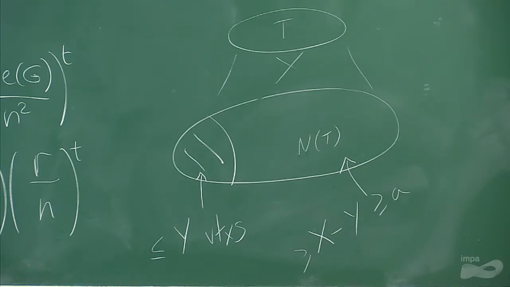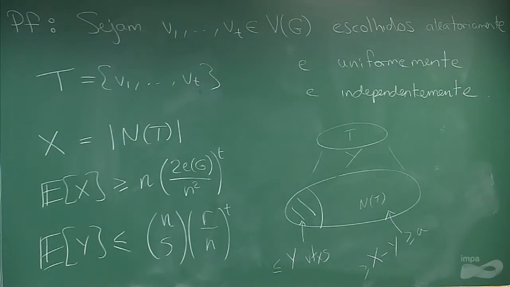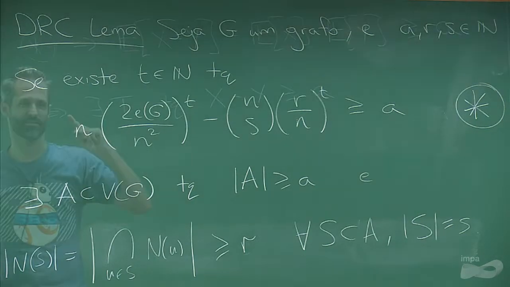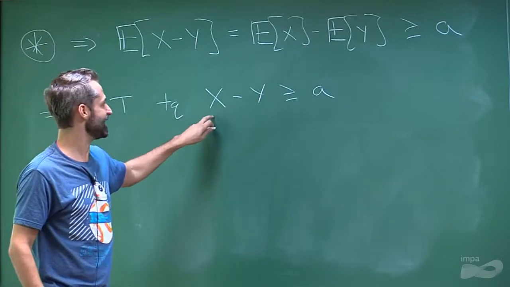Right. Implies that, so I'll write star for this. So G star implies the expectation of x minus y, which equals the expectation of x minus the expectation of y, is at least A. Right? Which implies that there exists t such that x minus y is at least A. Right? X and y are functions of t. This is x of t and y of t.